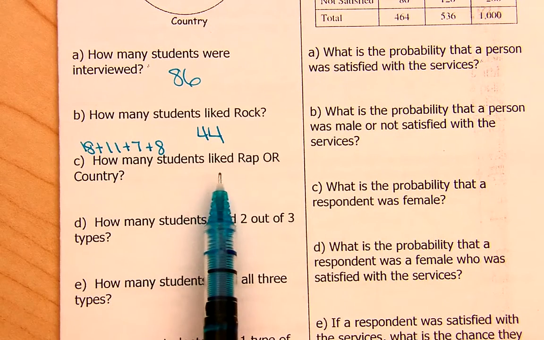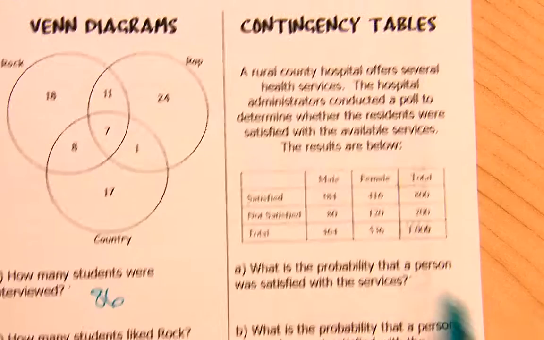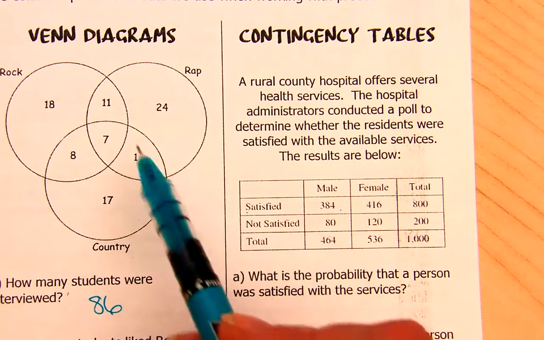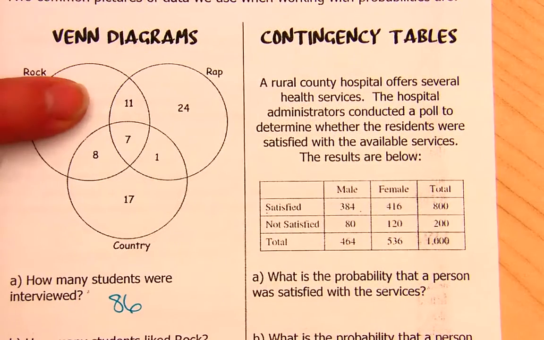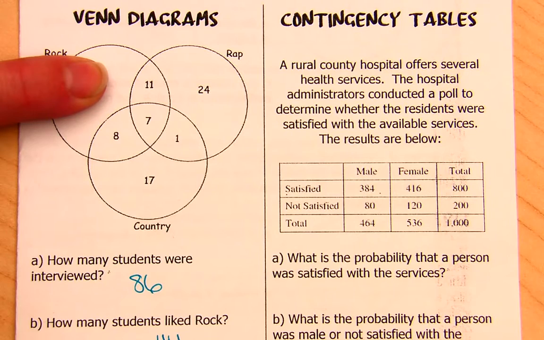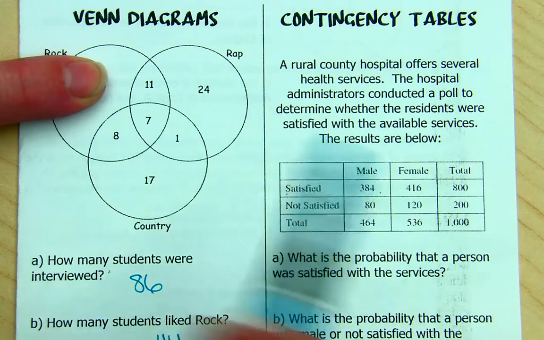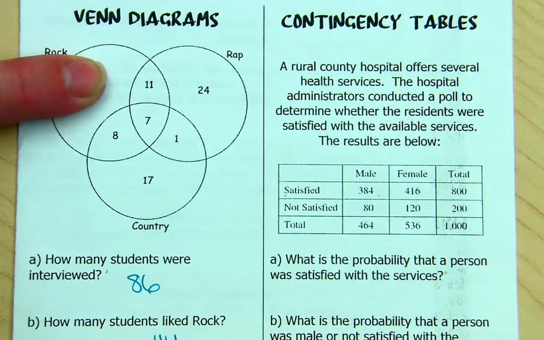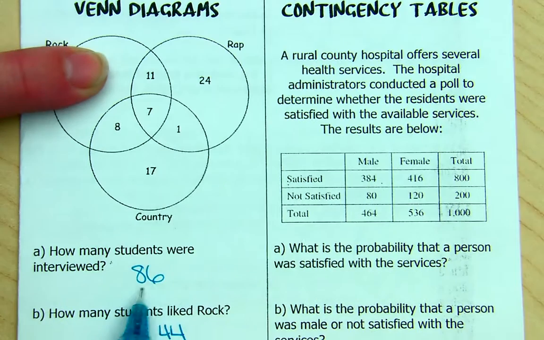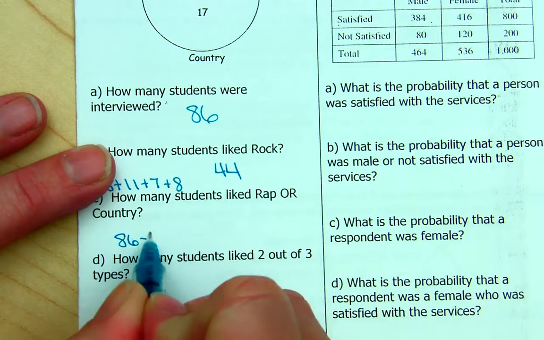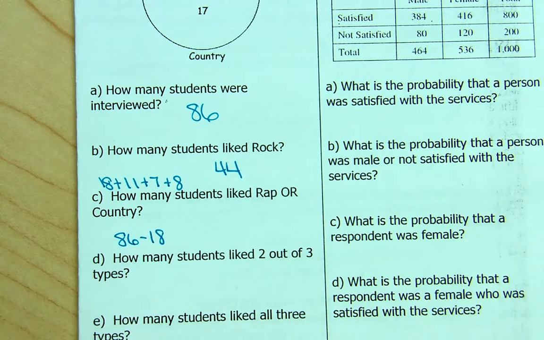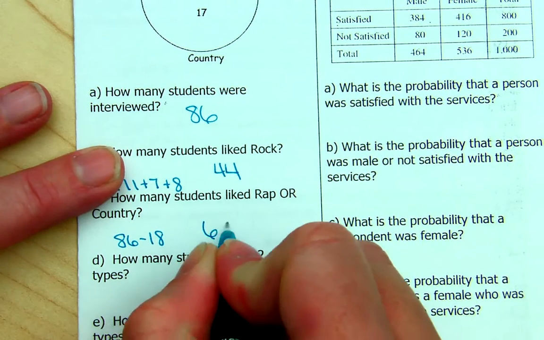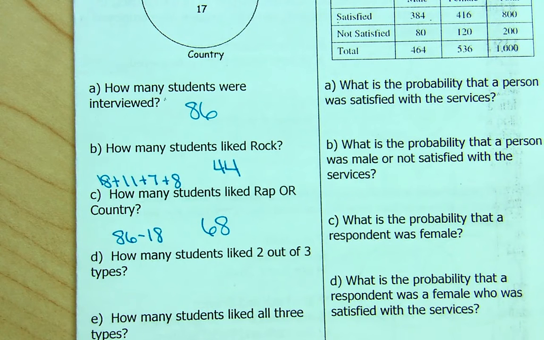Then part C, how many students like rap or country? So now we're looking at anything in this circle and anything in this circle. So basically we're not counting 18. It's everything else. Okay? So we can add all of these together, or we can say, well, it's all of this 86 except for the 18. So I can just do the 86 minus 18. Because those 18 are the only ones that didn't like one or the other of the categories. So 68 students.